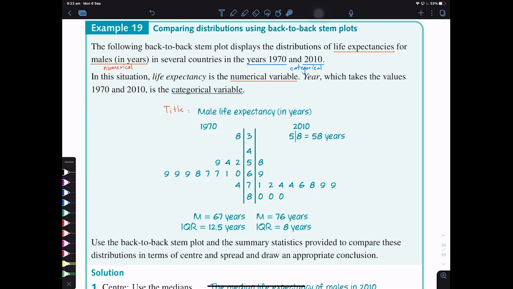They live longer now in 2010. What kind of gives you the idea there? Because on the larger scale, like 70 and 80, there's way more numbers than in 1970. Right. Okay.